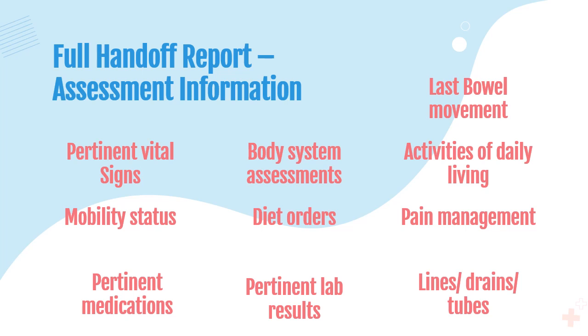The bulk of your handoff report is going to be going over assessment information. This is things like any pertinent vital signs. Now, the new nurse probably doesn't need to know if all the vital signs are normal. You can just say all vital signs were stable. But if they're having a high blood pressure or their oxygen sats were low, these are things you want to mention to the nurse. You want to go over your body system assessments: the neurological, are they on room air, how do their lungs sound, have they been able to go to the bathroom, things like that.